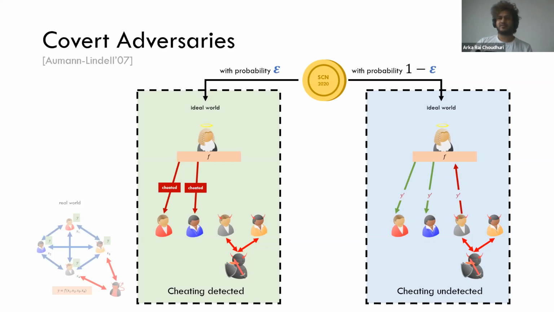So staring at this for a moment, you can see by setting epsilon equal to values between 1 and 0, you can go from cheating always being detected to cheating never being detected. So you can have sort of a tunable parameter for a security notion.